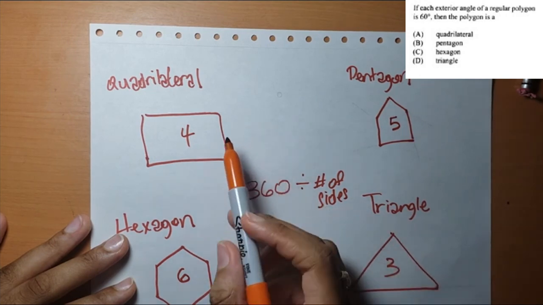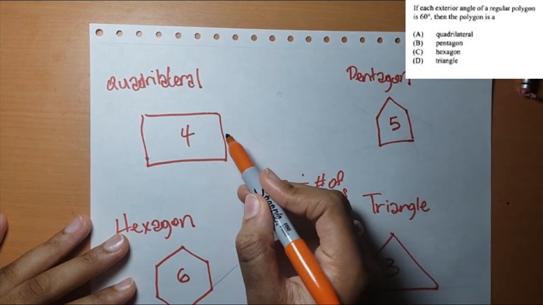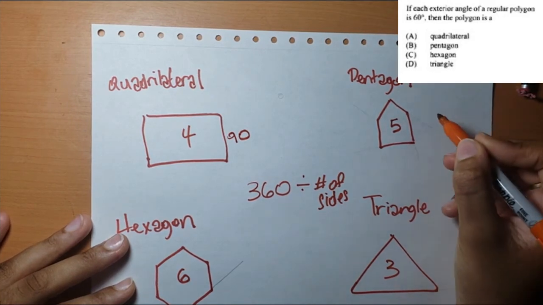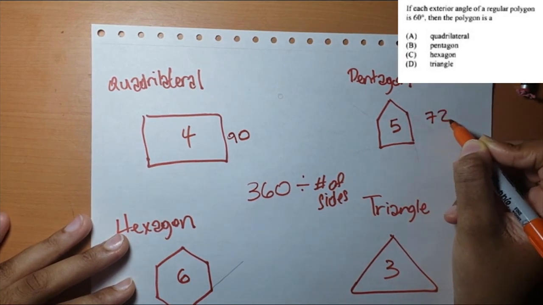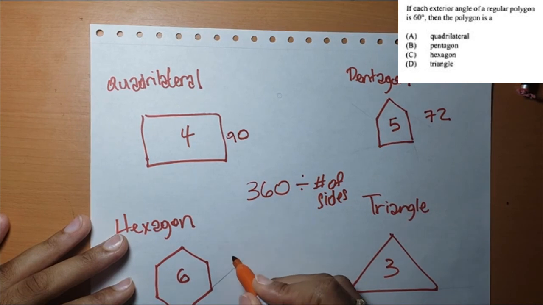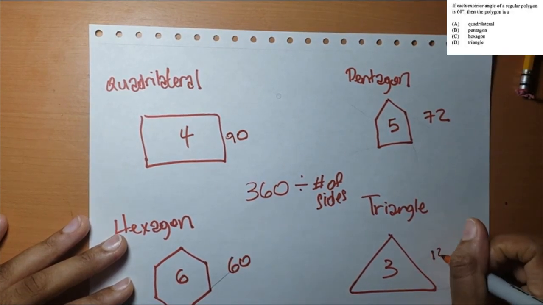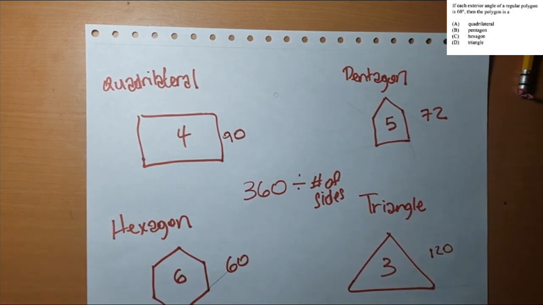Now, 360 divided by 4 is 90. 360 divided by 5 is 72. 360 divided by 6 is 60. And 360 divided by 3 is equal to 120. So now the answer is hexagon, C.